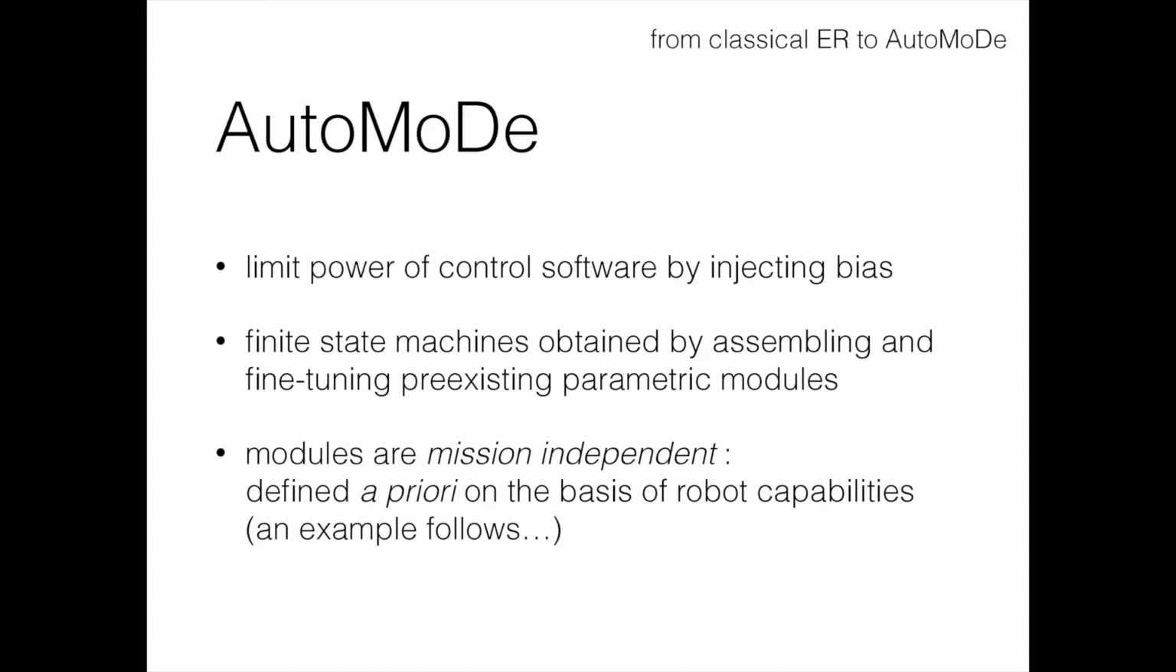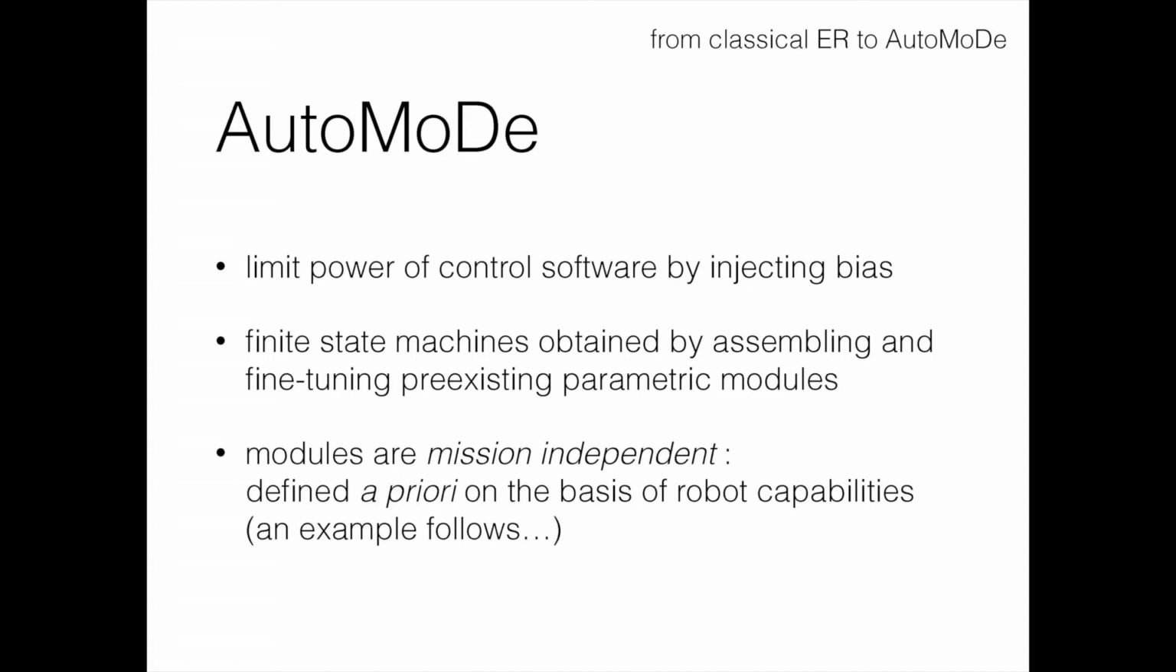Each module is a low-level behavior. These modules are produced in a mission-independent way. So they are produced a priori, without knowing in which specific missions they will then be used. And they are defined on the basis of the capabilities of the robots. And then we will see some examples later on.